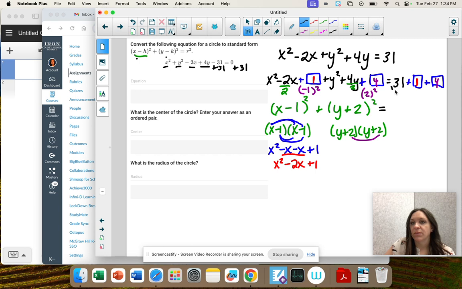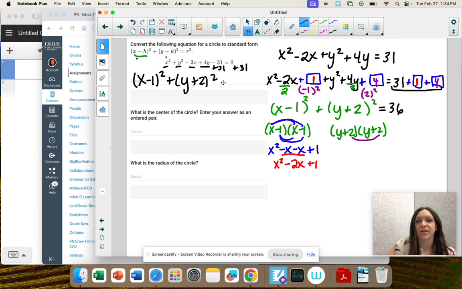Okay, now we've got to put this in. 31 plus 1 is 32, plus 4 is 36. So that's my equation. x minus 1 squared plus y plus 2 squared equals 36.